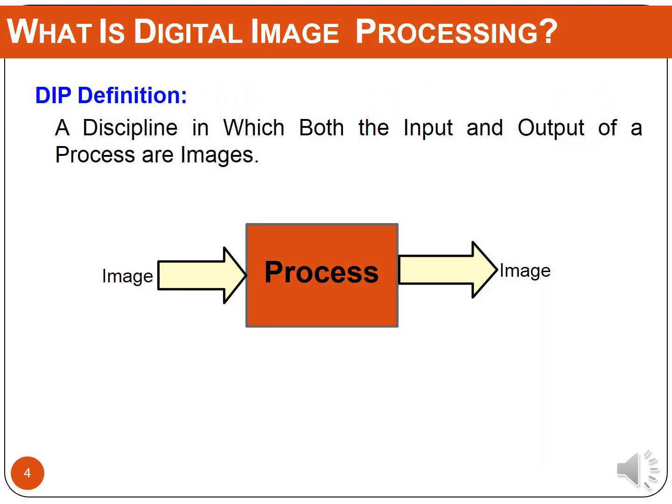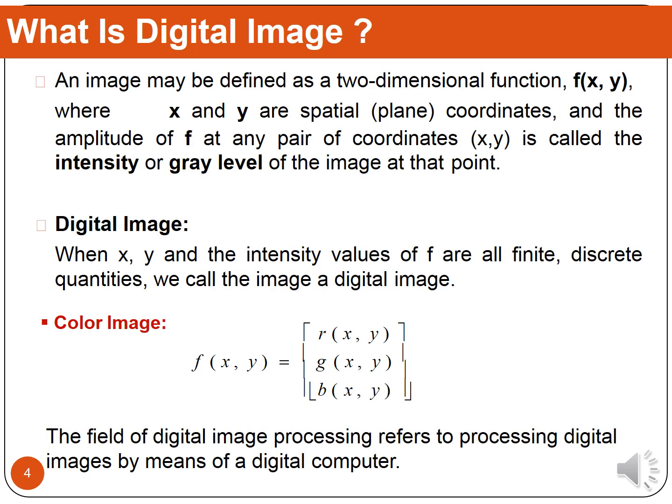Next, what is a digital image? One important point to note in digital image processing is that both our input and output will be images. We represent a digital image in terms of x and y coordinates, either as spatial coordinates or in another form. Here x and y give the intensity values of f, which are finite and discrete quantities.